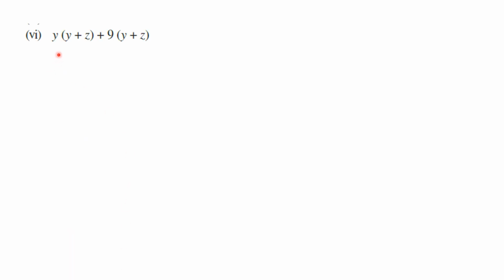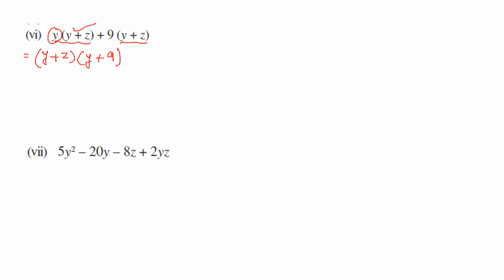Now sixth question, y into y plus z plus 9 into y plus z. So if you can see, in both the terms y plus z is common. So I can take y plus z common. If I have taken y plus z common, from this term I have taken this common, so I am left only with y plus. And here, this I have already written in the common term, so this will be left only 9. So y plus z into y plus 9.